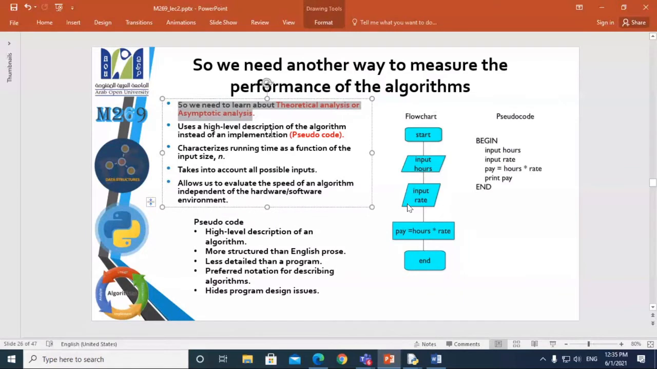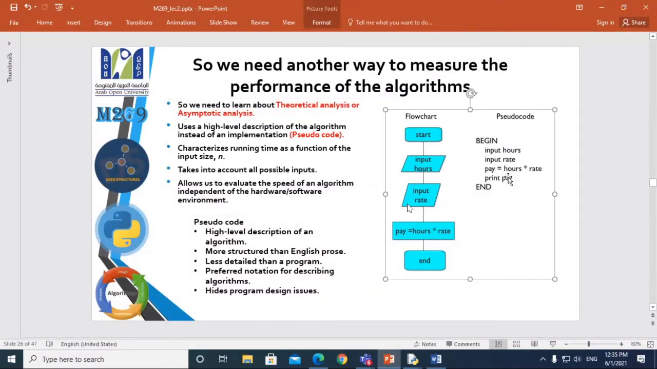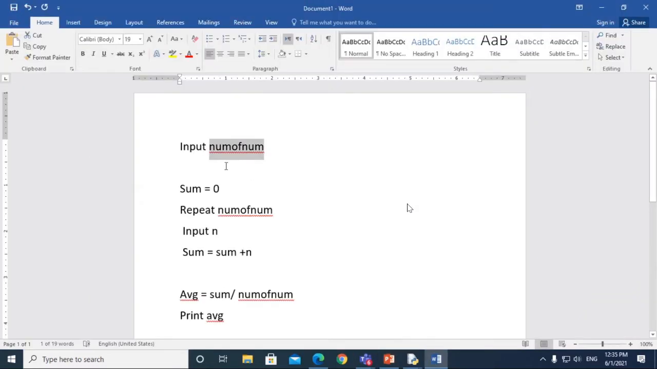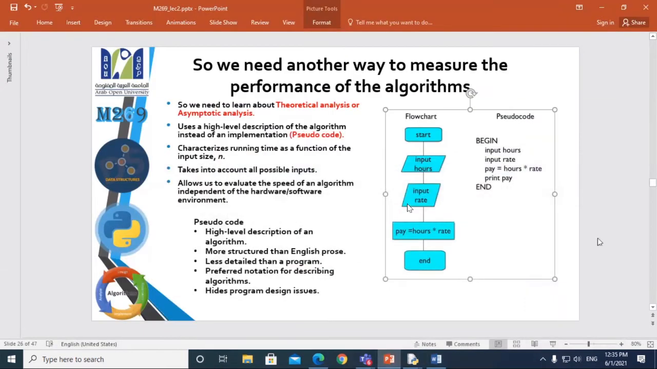Second, we need to learn about theoretical analysis, or asymptotic analysis. That one depends on the algorithm only. You don't need to write the program. No need. Just show me the algorithm, and I will tell you the big O, the analysis of the algorithm. Sometimes they call it pseudocode. So: input number of hours, input rate, pay equals hours multiplied by rate, print the pay. And so on. Run it, and you will get how long it will take in terms of time, and sometimes also in terms of space.